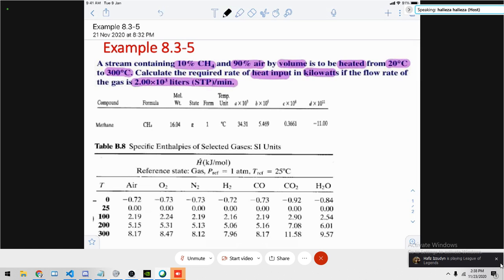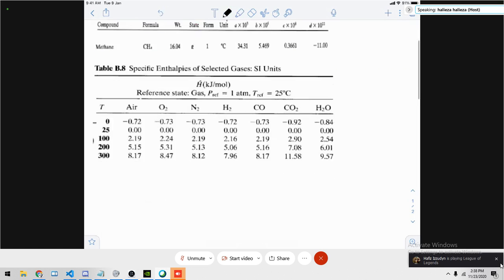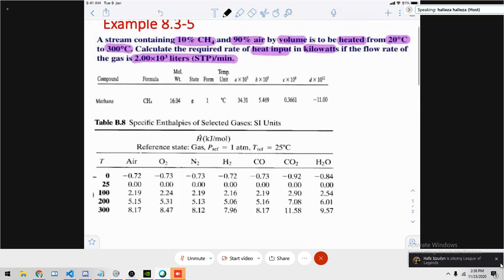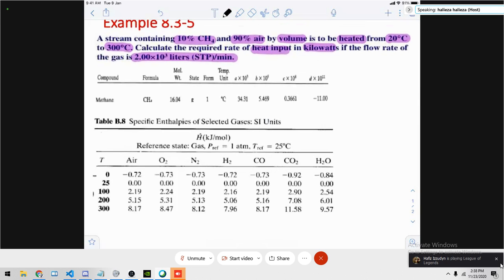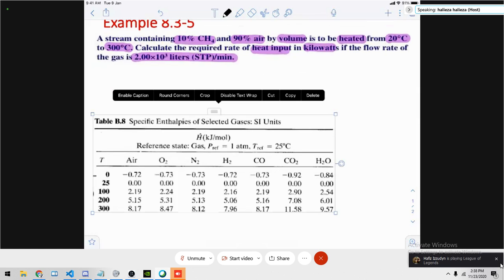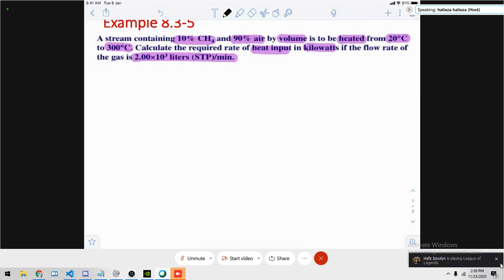So first things first, before you do anything else, draw your diagram. Oh dear, if only I could just skip this part. I don't want to do it, I'm going to cut this. Okay, there's a lot more space now.